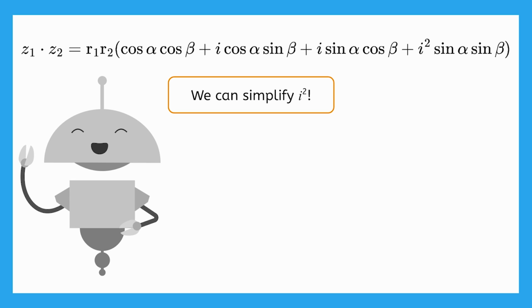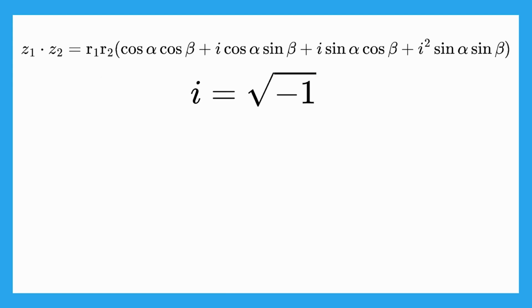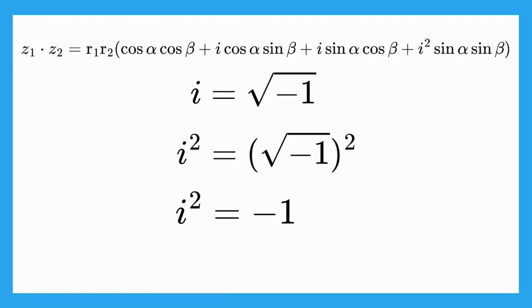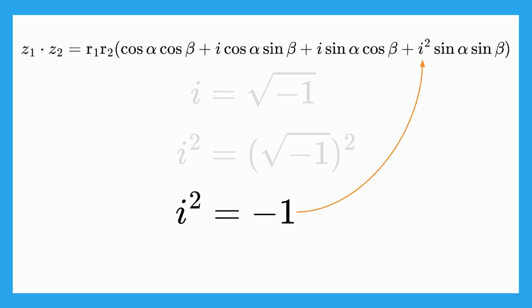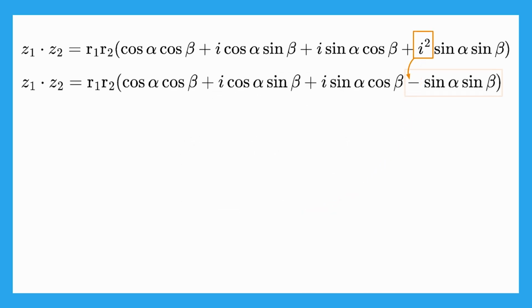Did you say i squared? If so, you're exactly right. i is the square root of -1, which means that i squared is actually -1. So we can substitute -1 for i squared, which changes this to minus sine alpha sine beta.